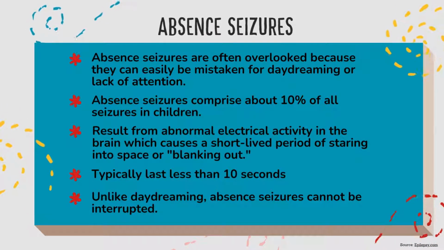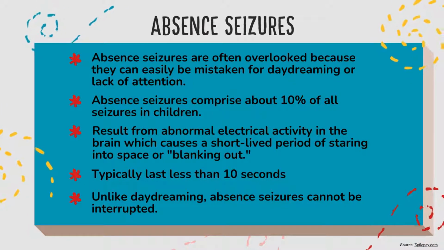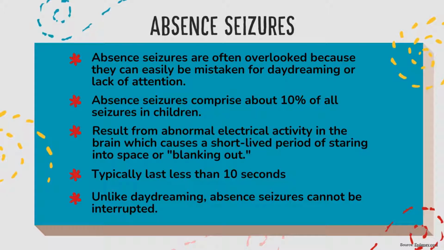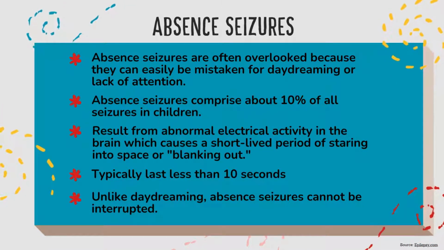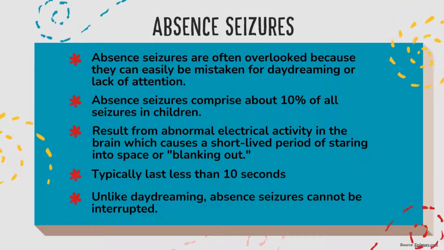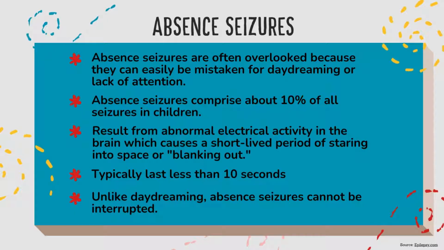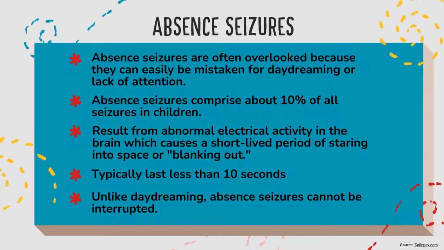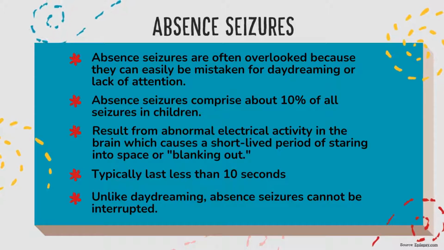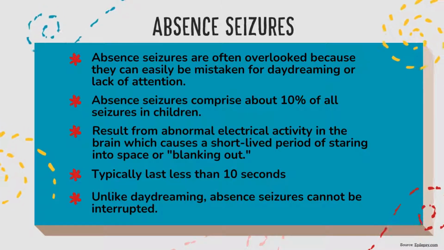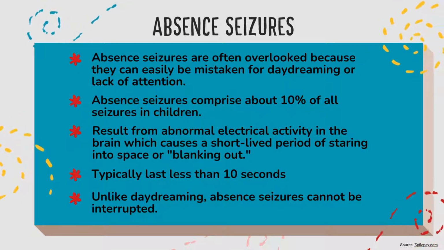Next, we'll review absence seizures, a common but difficult to recognize type of generalized seizure. Absence seizures are often overlooked because they can easily be mistaken for daydreaming or lack of attention. Absence seizures comprise about 10% of all seizures in children and are the result of abnormal electrical activity in the brain, which causes a short-lived period of staring into space or blanking out.